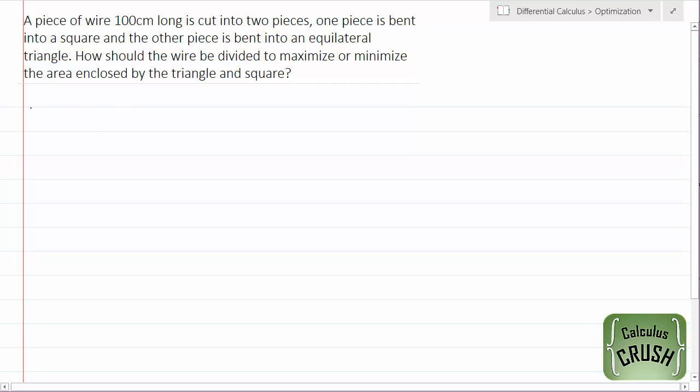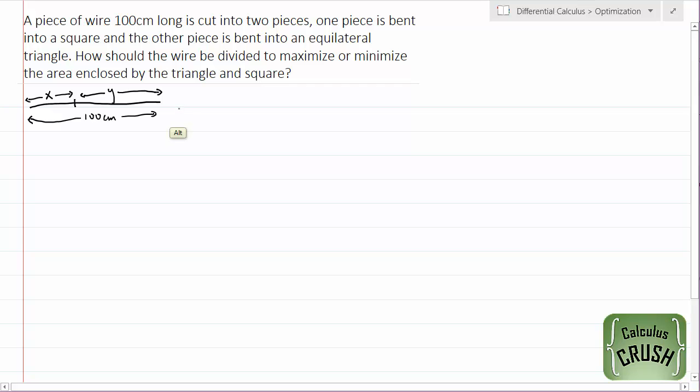So first thing we should do is draw the wire. All right, so we've got a wire here, and in total it's 100 centimeters in length. And we're going to divide it into two pieces. Now we don't know how much is going to go to the triangle and how much is going to go to the square. We need to figure that out. So let's just draw here. On this side we're going to use X amount, and on this side we're going to have Y left over. So we're going to cut it at any point along the wire and end up with X on one side and Y on the other.